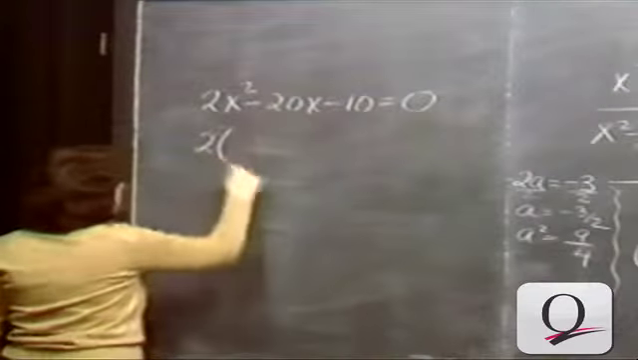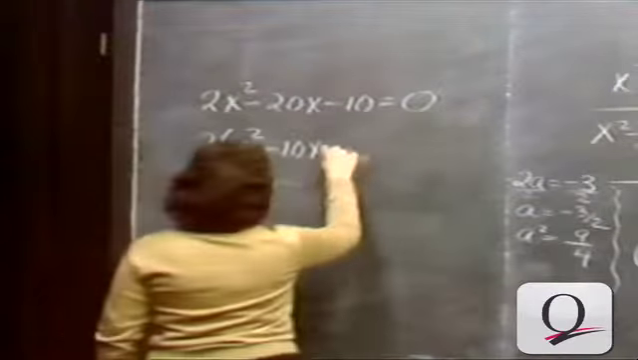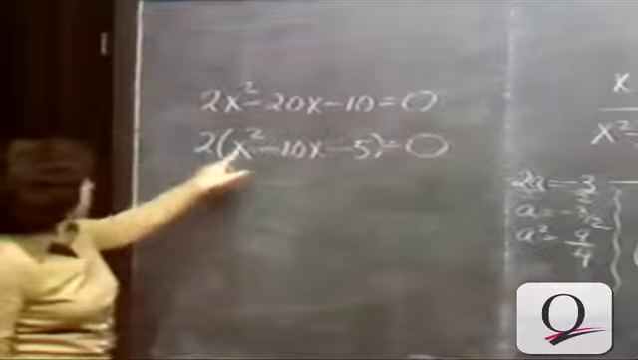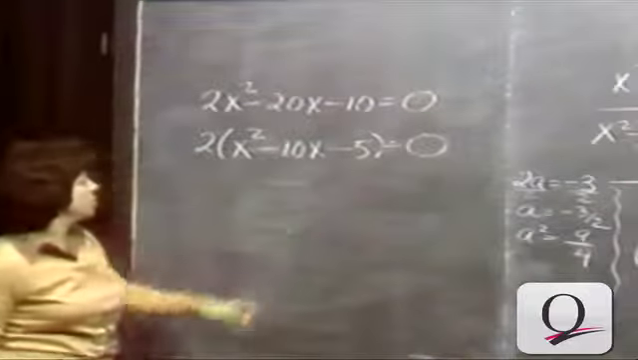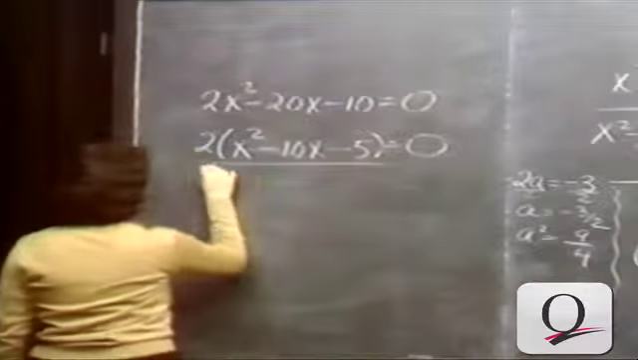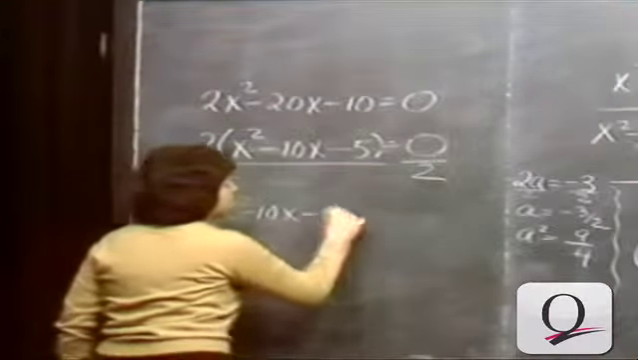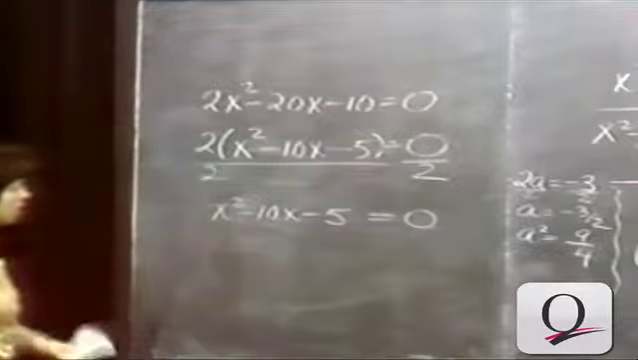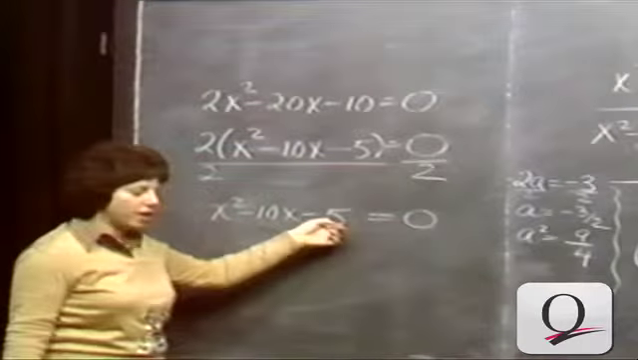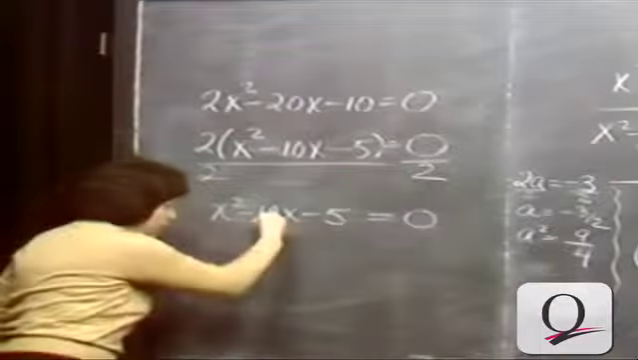We can factor the 2 out, leaving us with 2 times x squared minus 10x minus 5 equals 0. That's 2x squared minus 20x minus 10 equals 0. We can then divide both sides of this equation by 2, giving us x squared minus 10x minus 5 equals 0. Now we have the 1x squared. We can try to factor. It's not going to work. You can't find two integers that multiply to minus 5 and add to minus 10. It is not a perfect square in this form.